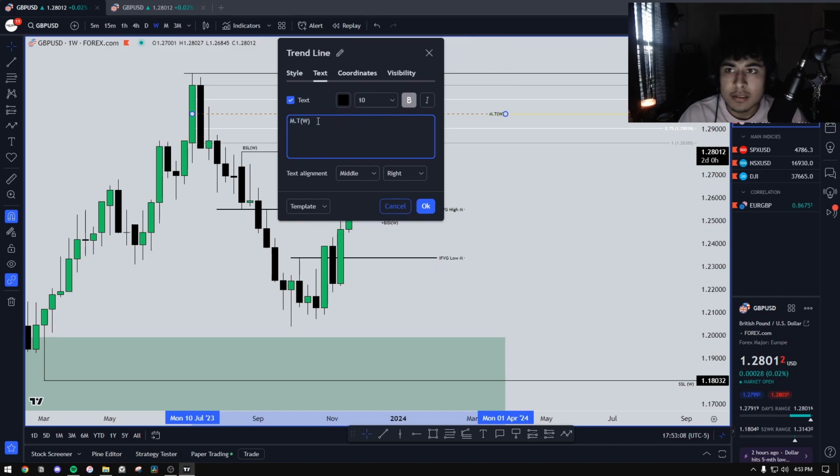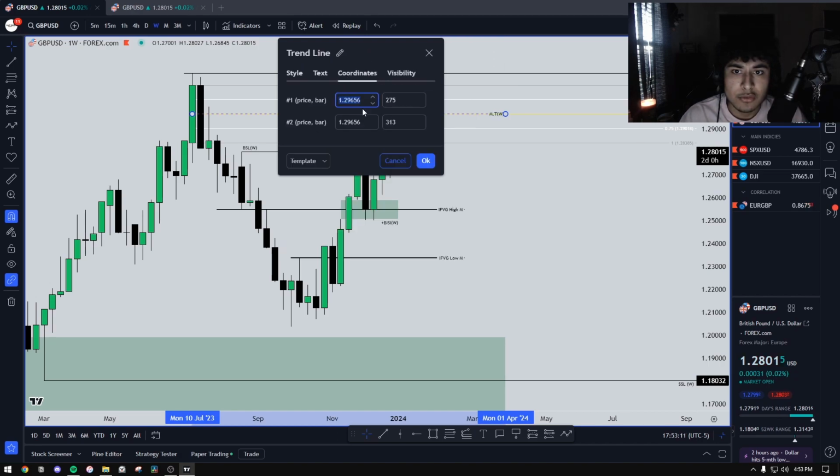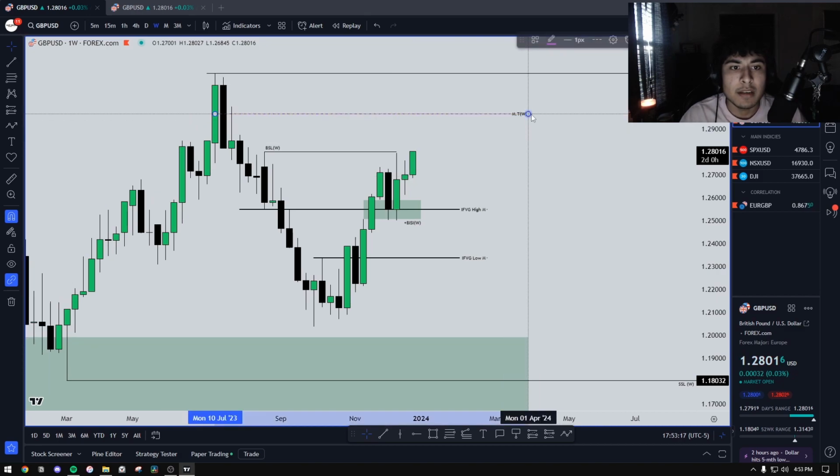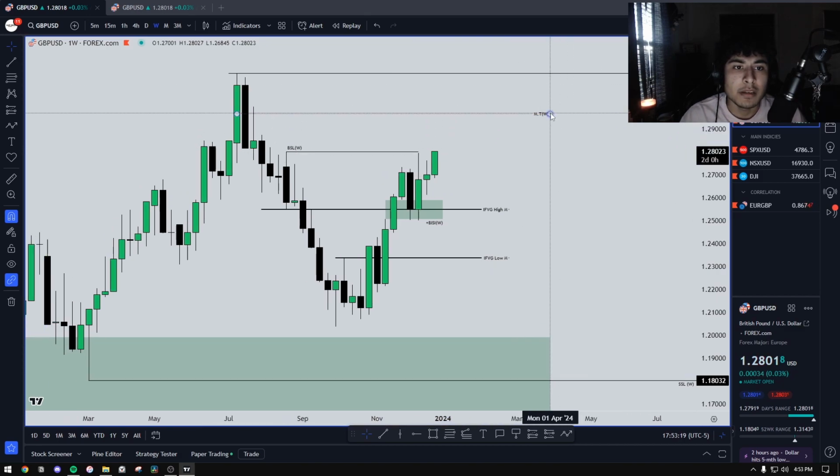I think it's very important to use order blocks as targets, not as a trade idea. So I'm going to use that now. So I'm going to have that there, and I'm going to have this in the back of my mind. Order blocks are very powerful.